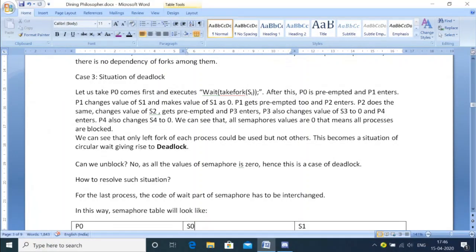So this kind of situation which gives rise to circular wait, all are waiting in a circular wait, isn't it? It's a circular pattern. P0 is waiting, P1 is waiting, P2 is waiting, P3 is waiting, P4 is waiting. It's a kind of a circular structure. All of them are waiting. Why? Because all the semaphore values now are changed to zero. The moment semaphore values are changed to zero, what message it is passing? It is saying that no resources are available. So this situation is basically a case of deadlock.